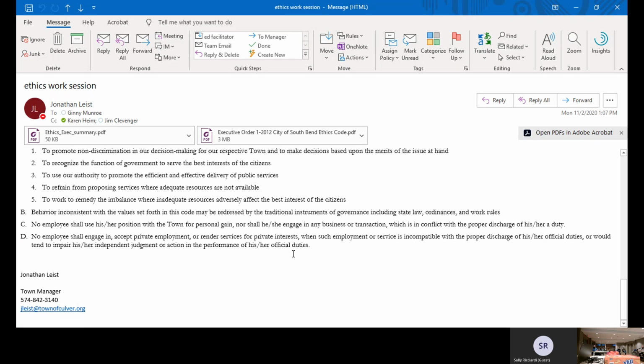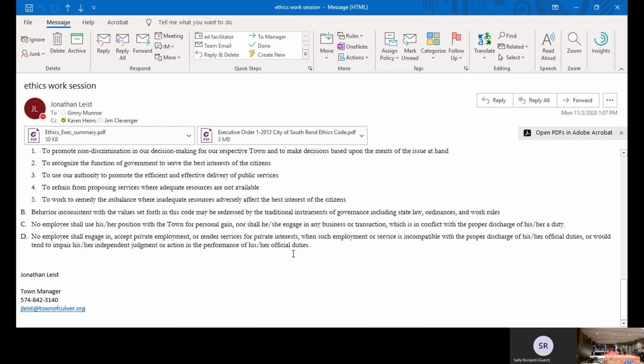That "to refrain from proposing services where adequate resources are not available," is that where we as employees are not to, like, recommend a friend or something? Not sure I follow that. That's a good question, Jimmy. I'm not sure. That one's a little bit vague. That's the closest I could think of, right?